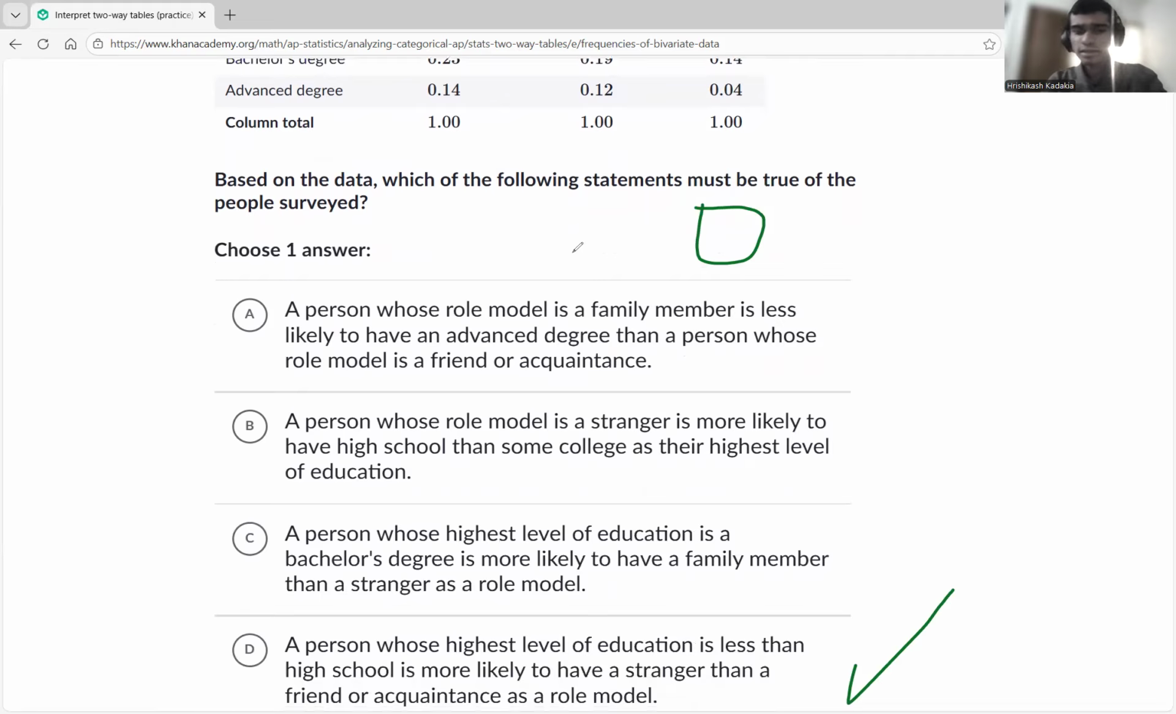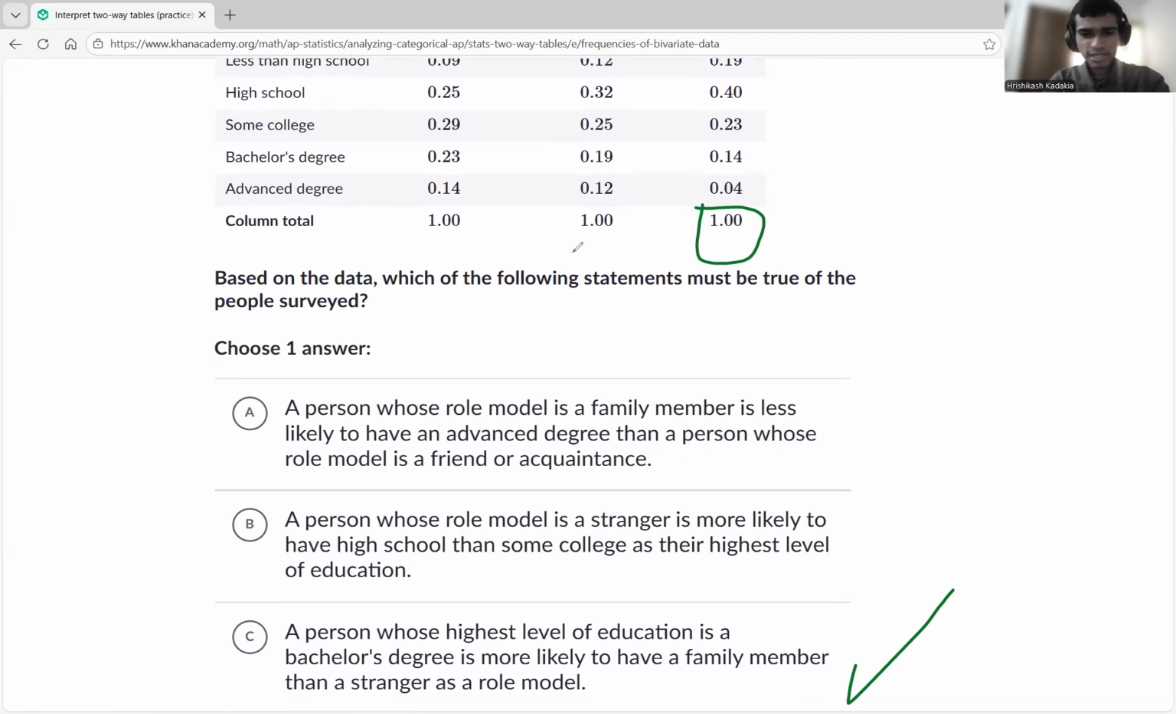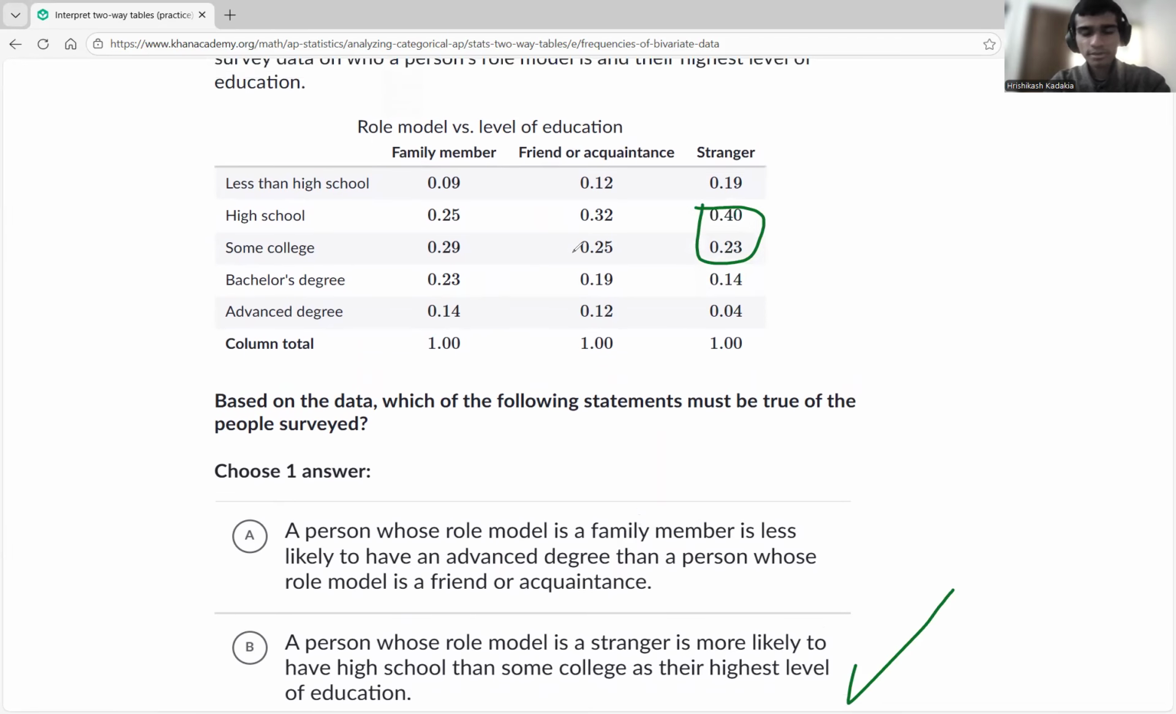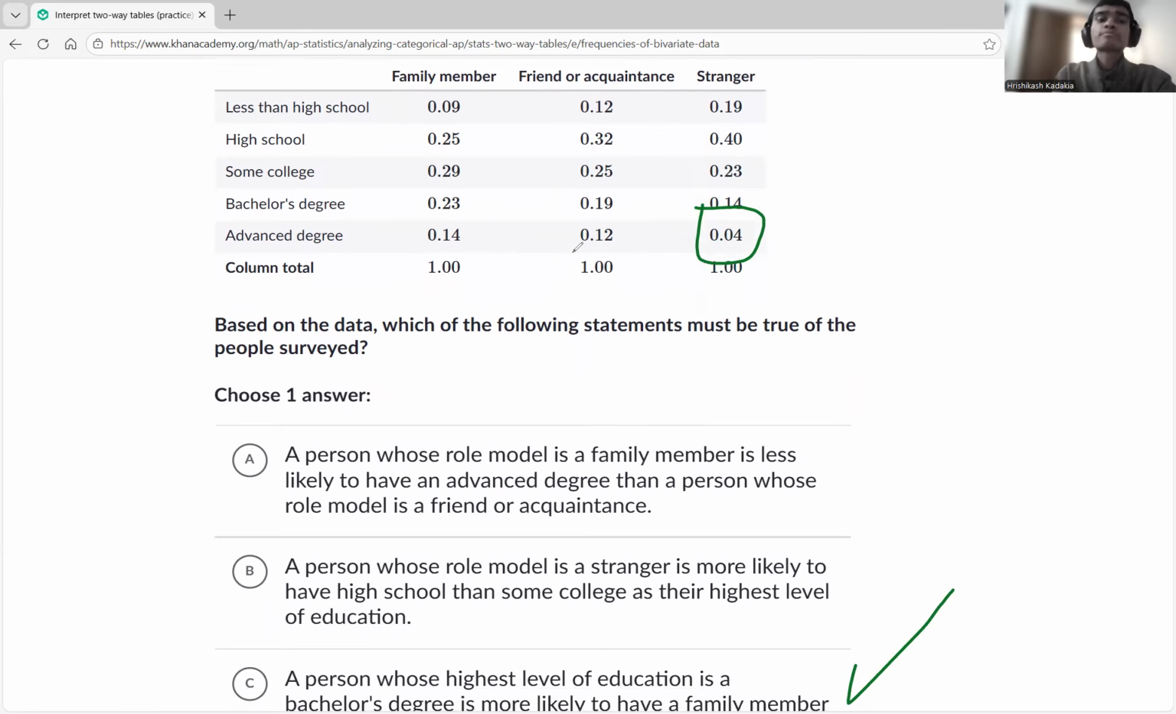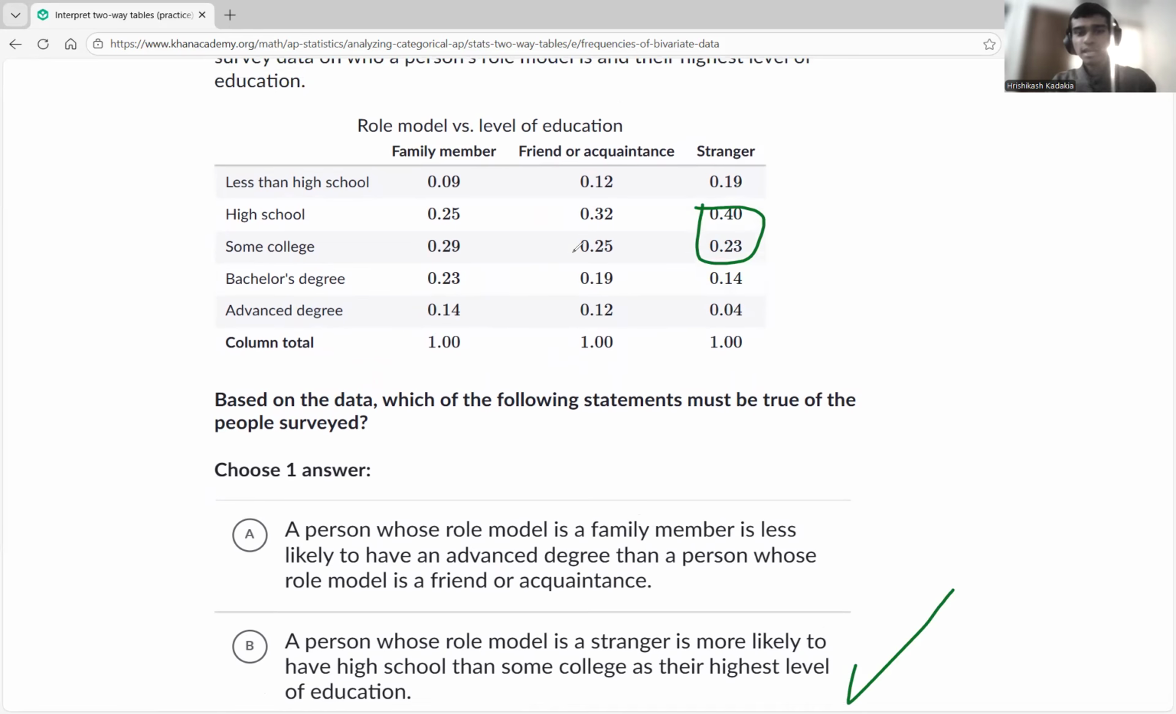If we take a look, a person whose highest level of education is a bachelor's degree is more likely to have a family member than a stranger as a role model? No, we can't make this row relative frequency conclusion. We don't know it this way, we just know it the other way. We have to make conclusions based on data this way. The first condition should always be the column here. Column relative means: given that a person's role model is a family member, and so on. So C is definitely incorrect.